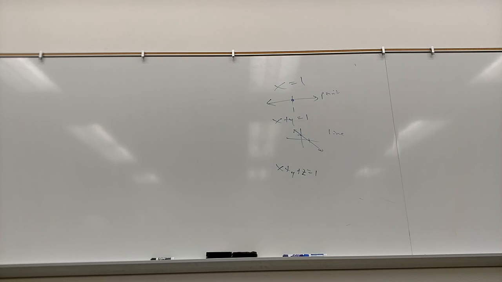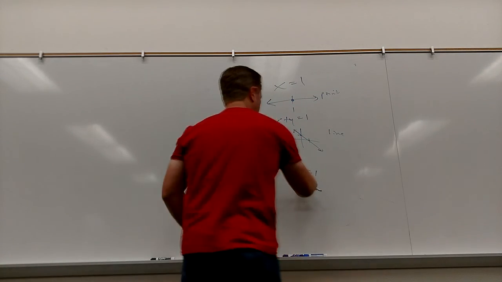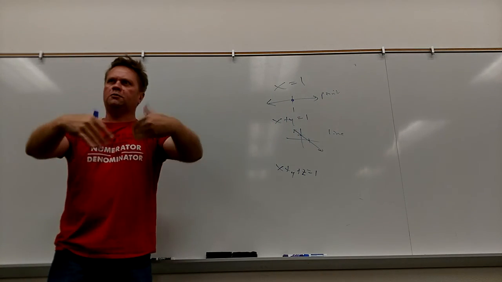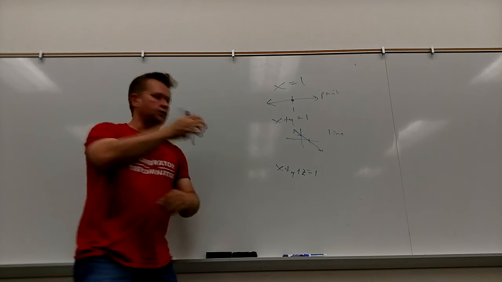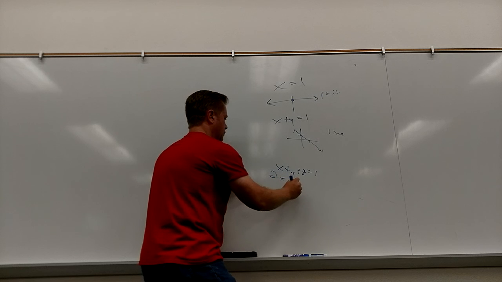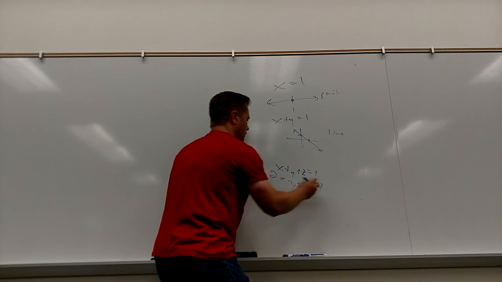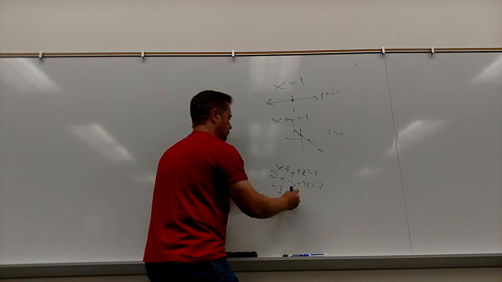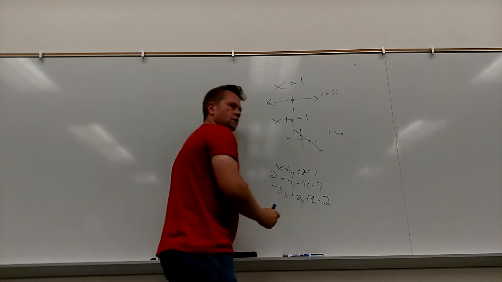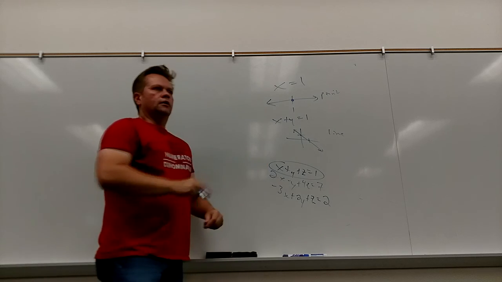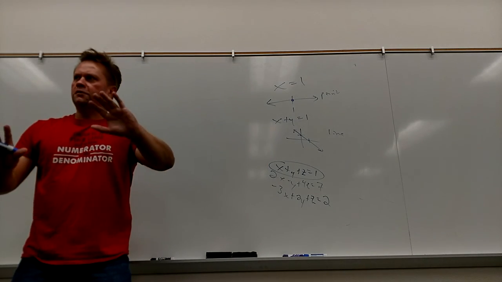And so if I have 3 things I don't know, how many more pieces of information do I need? Well, I need 3 total. So I need somebody to tell me 2x minus y plus 4z equals 7 and negative 3x plus 2y plus z equals 2. So this, let's pretend for a minute.